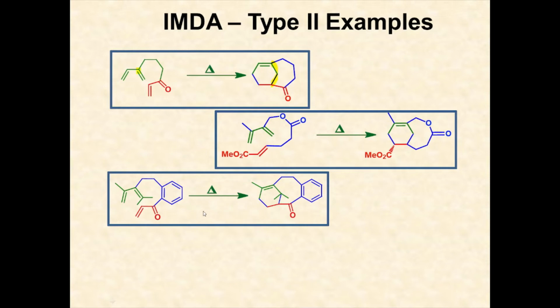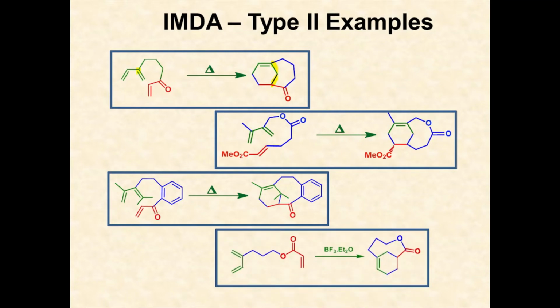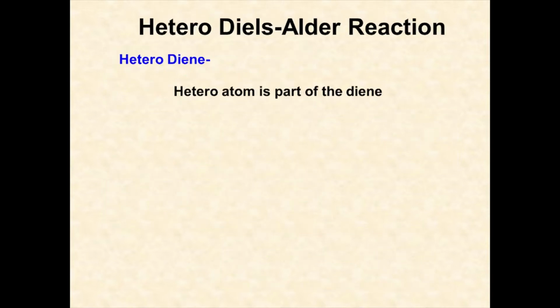This is again another example for similar kind of reaction, giving the bridged bicyclic systems, which are the major product of type 2 IMDA reactions. Another one, so by means of BF3 etherate Lewis acid catalysis, and we can have these bicyclic ring structures of several ring sizes. Next, we will talk about the Hetero-Diels-Alder reaction.